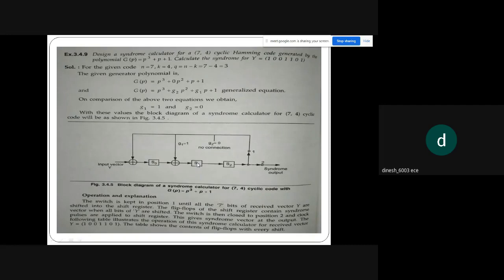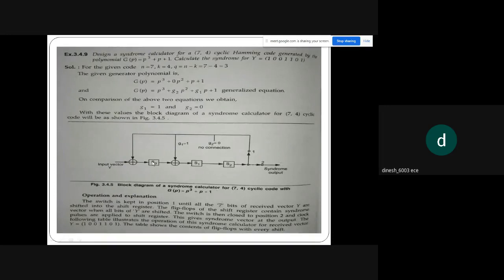Similarly, I can write it for S1. How do I get S1? S1 I get when g1 is 1, so 1 will be passing. And another one is from where this g1 comes. g1 comes from S2. So S2 goes to position 1 and it goes to the input of S1, and another input is S0. So S1 is equal to S0 modulo 2 addition S2. You can see in the contents, S1 is equal to S0 modulo 2 addition S2.